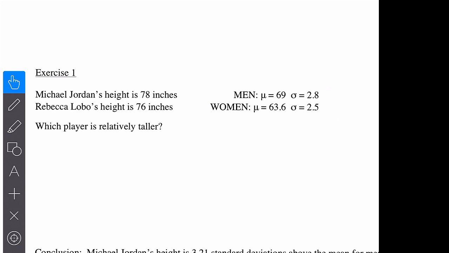Okay, so I want to try this problem. Michael Jordan's height is 78 inches. And men in general, so I'm going to introduce the population notation now, men in general have a mean of 69 in their height, in inches, and a standard deviation of 2.8. Women, on the other hand, have a mean of 63.6 and a standard deviation of 2.5.